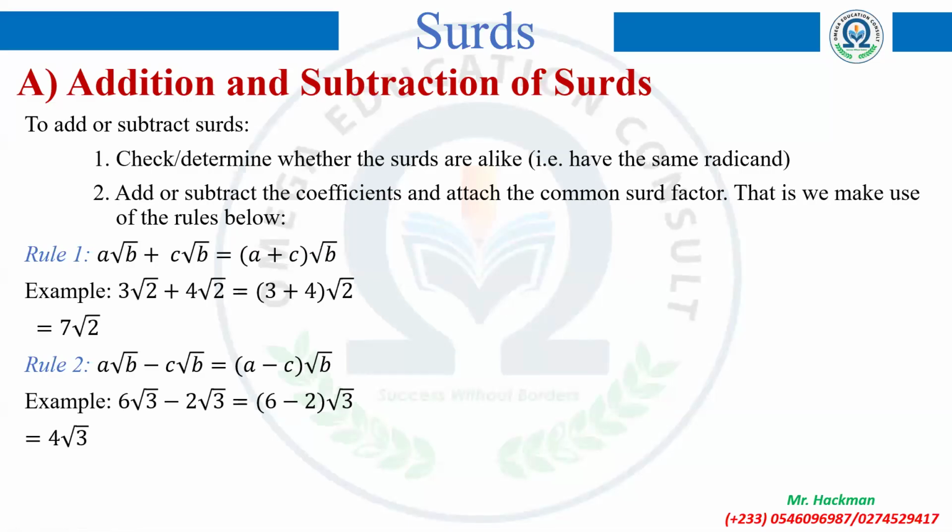So a specific example: 3 root of 2 plus 4 root of 2. These two sets, are they alike? Yes, they have the same radicand. So once they are alike, it means we can combine by either adding or subtracting. In this case, you are adding, so it will be a coefficient 3 plus a coefficient 4. You put them together, then you keep your common set, root of what?